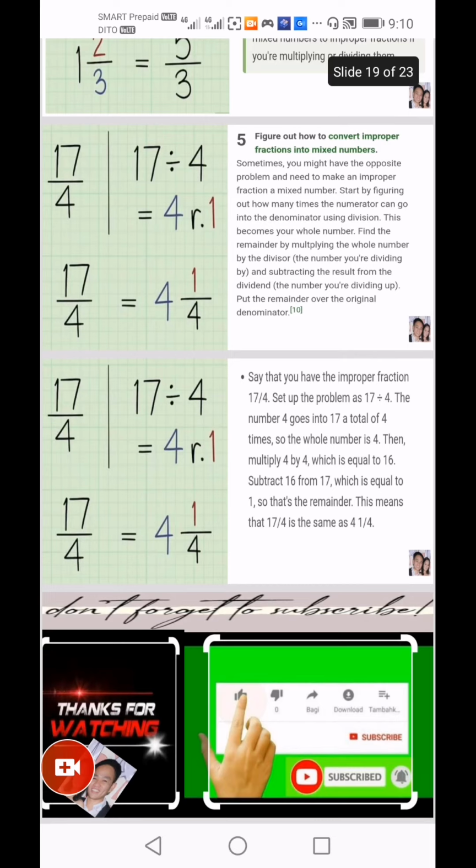Say that you have the improper fraction 17 over 4. Set up the problem as 17 divided by 4. The number 4 goes into 17 a total of 4 times, so the whole number is 4. Then multiply 4 by 4, which is equal to 16. Subtract 16 from 17, which is equal to 1. So that's the remainder. This means that 17 over 4 is the same as 4 and 1 over 4.